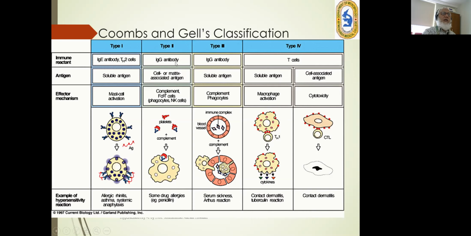Type 2 is IgG antibody mediated, and here complements are involved and result in cytotoxicity. Type 3 also involves IgG, complements are also involved, but immune complexes are formed, and the pathogenesis depends on the deposition of immune complex in different sites. Type 4 is usually cell-associated or macrophage or soluble antigen. Macrophages and cytotoxic T cells are involved, and those are the different types of hypersensitivity.